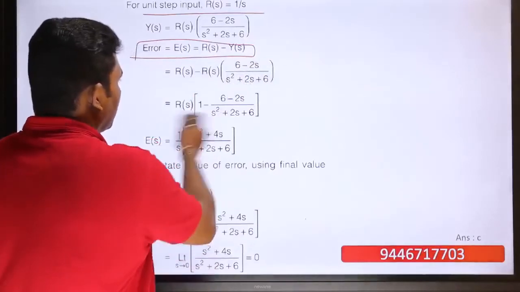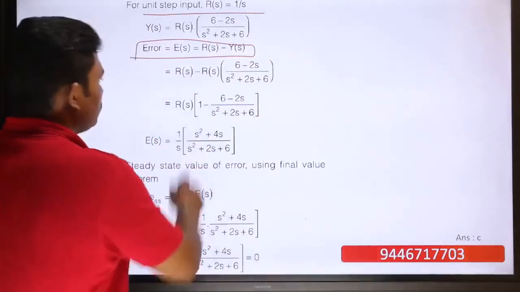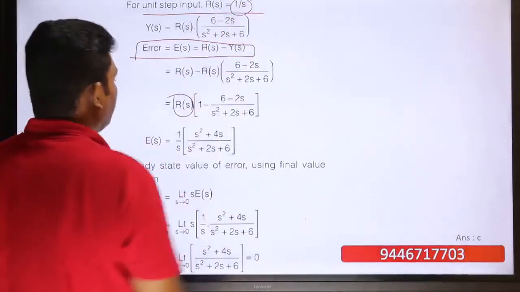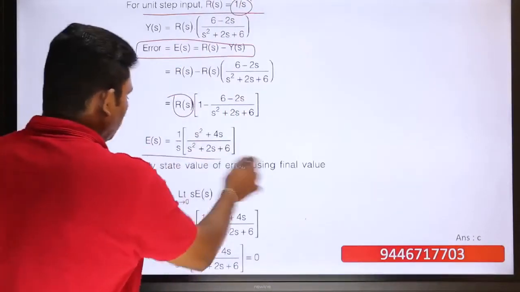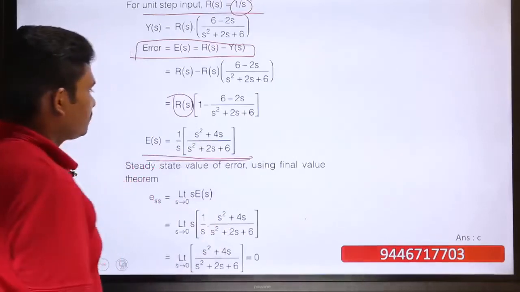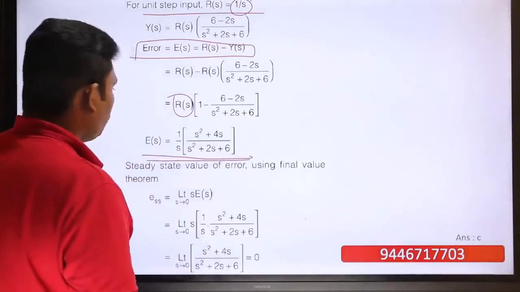And then you can take R of S as common, and then you can reduce the expression, and when you are reducing the expression you can substitute the value of R of S as 1 by S. So what is our E of S? E of S becomes equal to 1 by S into (S square plus 4S) divided by (S square plus 2S plus 6).